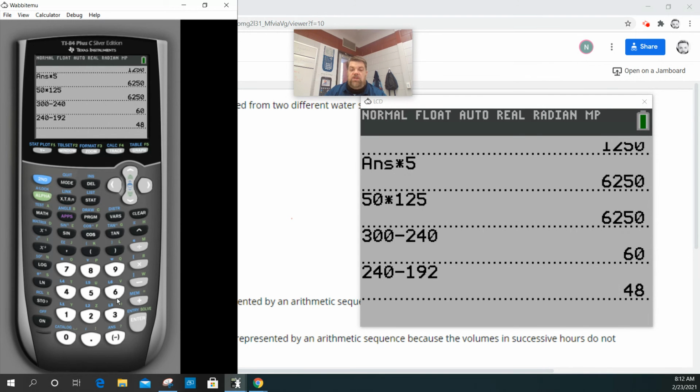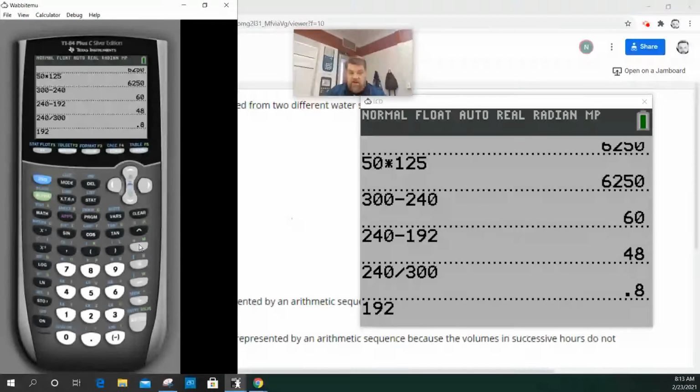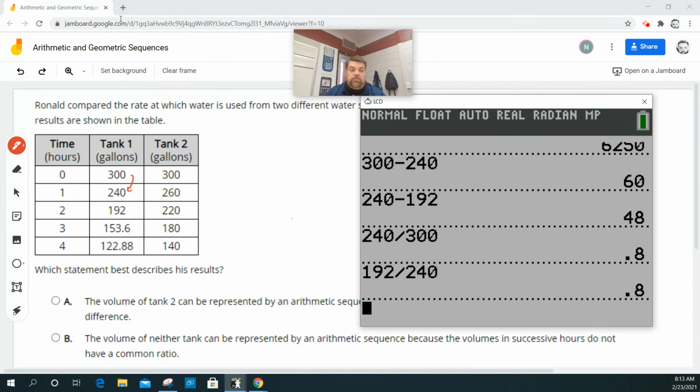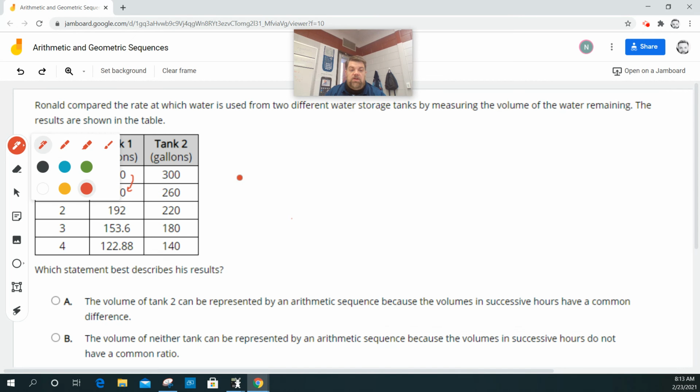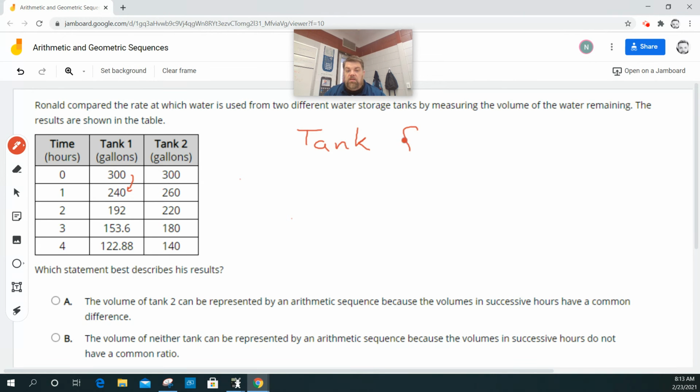So the way that I find out if it's a common ratio or not, I'll say 240 divided by 300, and that's 0.8. Now, if I say 192 divided by 240, then I get 0.8. So that one has a common ratio. So the first one has a common ratio of 0.8. In other words, for tank one, I multiply the previous term by 0.8. So my term is going to be 0.8 times the previous term, n minus 1.